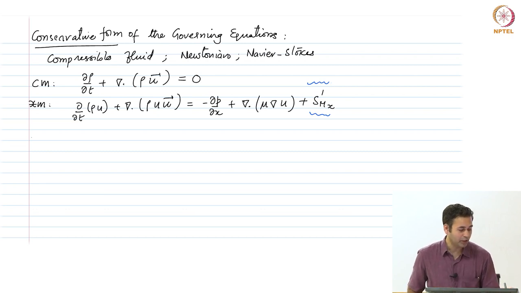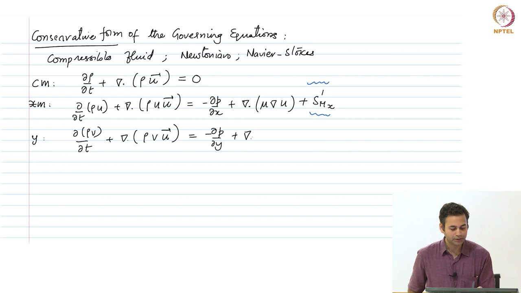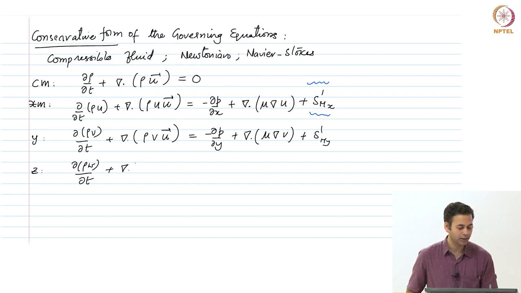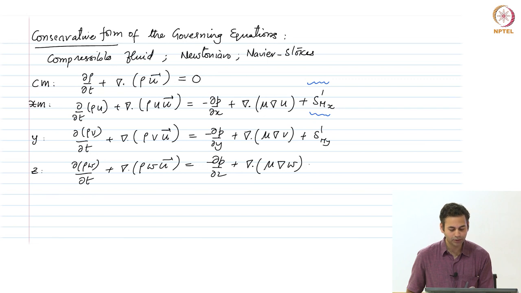Now, what about the y component of the Navier-Stokes equation? So the y component is partial rho v by partial t plus del dot rho v u bar equals minus partial p partial y plus del dot mu grad v, right, plus S prime my, okay? Similarly, we have the z component, that is partial rho w by partial t plus del dot rho w u bar equals minus partial p partial z plus del dot mu grad w plus S prime mz.